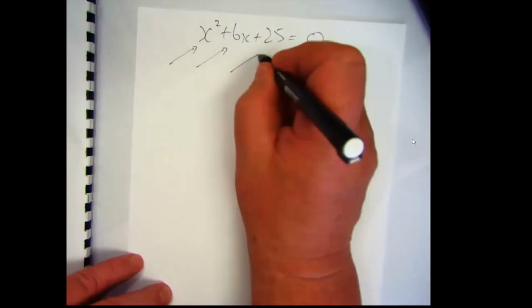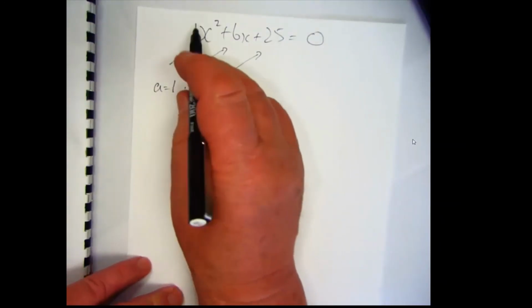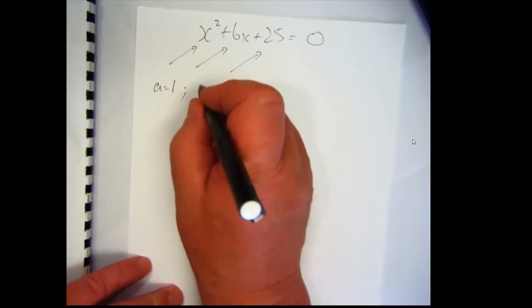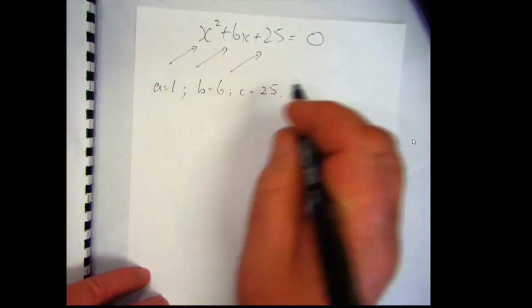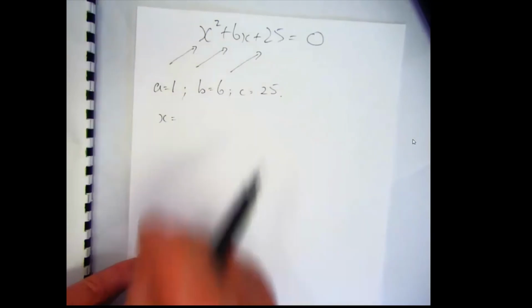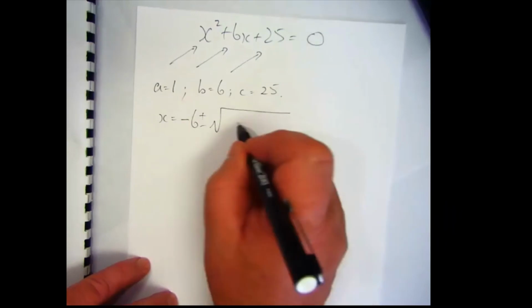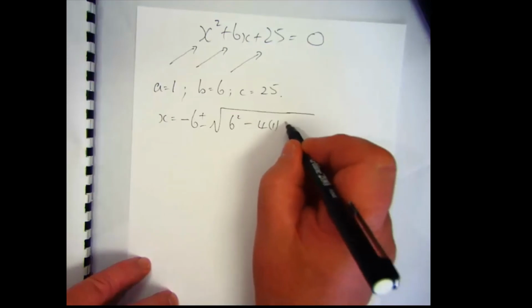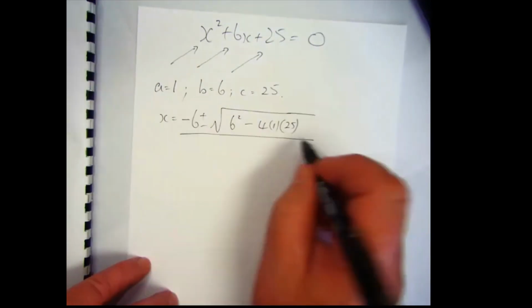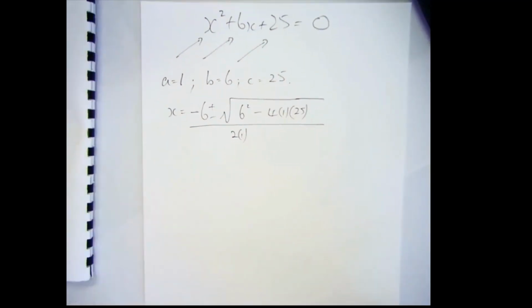Now again, we go through the procedure. A, B, C. A here is 1, because there's only the 1 there. If there's no number, then it's just unity. B equals 6, C equals 25. Now we put them in. X equals minus B plus or minus the square root of B squared minus 4 times A times C all over 2A. So I'll put the numbers in like that so you can check them. You see I've substituted them in carefully.